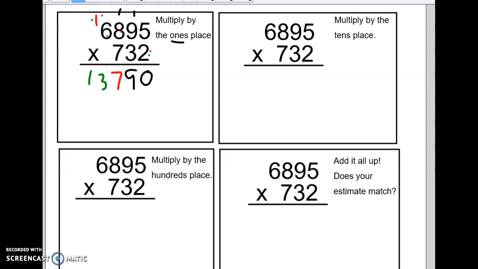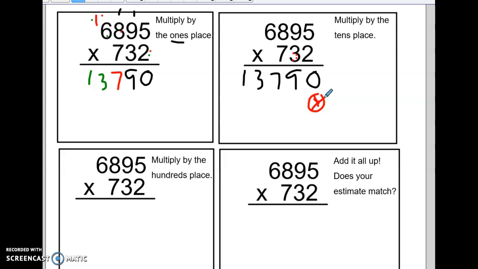Okay, I'm going to recopy that over here, before we multiply by the tens place. 13, 7, 9, 0. Okay, here we go. Now, when multiplying by this 3, that 3 is not worth 3. That 3 is worth 30. How do we change a 3 into a 30? We multiply it by 10. I'm going to put an X in there so I remember that it's my placeholder.